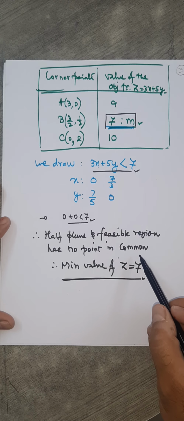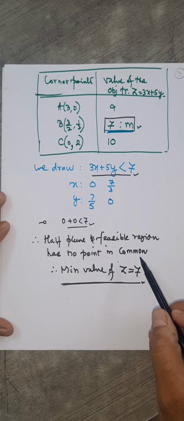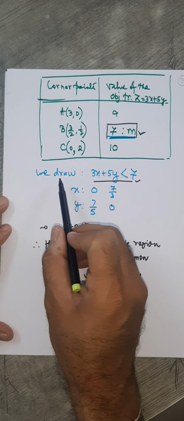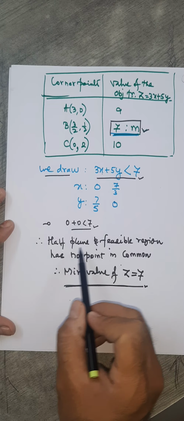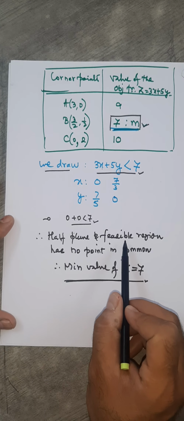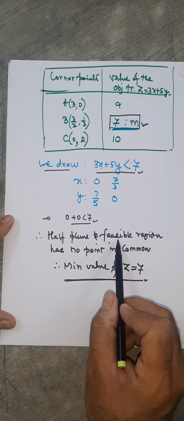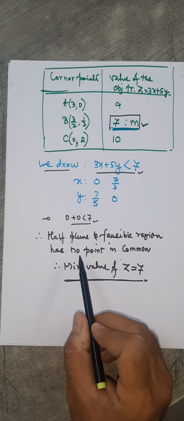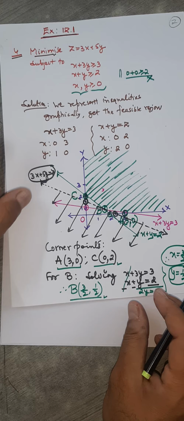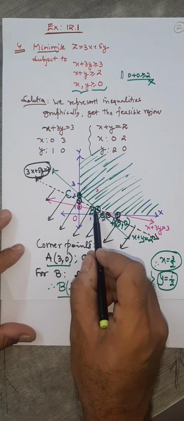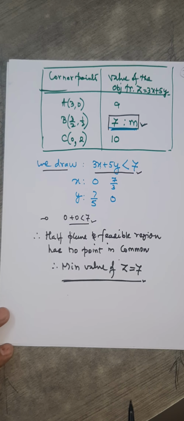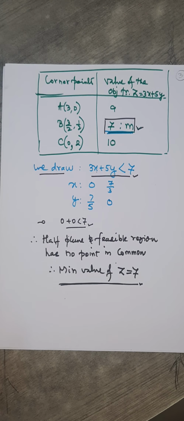This is the extra thing when you have an unbounded region. If you have a bounded region, then this is the minimum value, finished. But if you have an unbounded region, you draw this inequality, get the half plane, and see whether there is a common point in the half plane and the feasible region or not. Here, look at this slide. There is no common point in these two, and therefore this is the minimum value of the function. Fine?